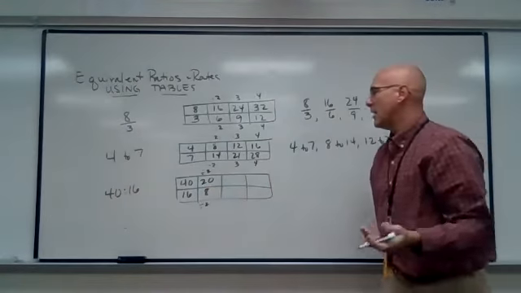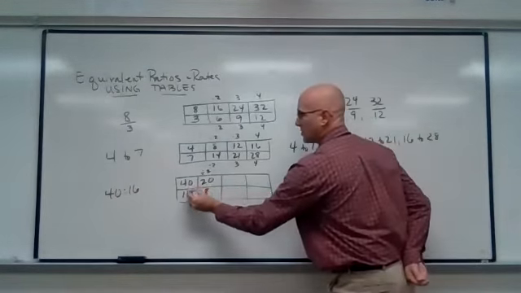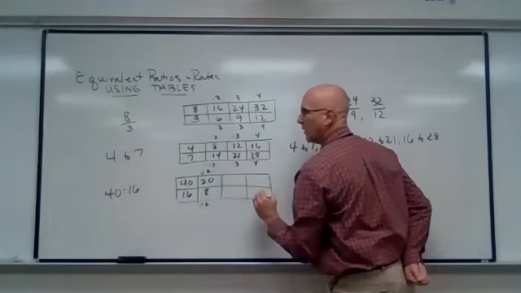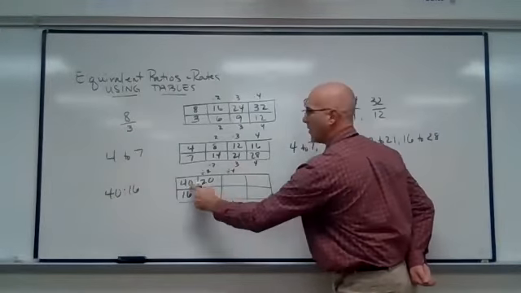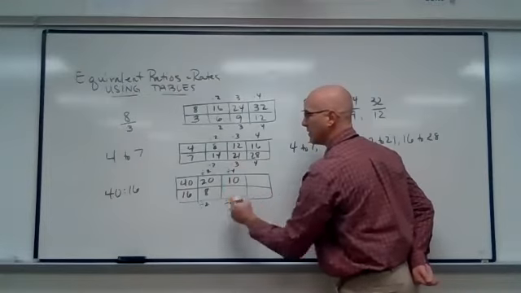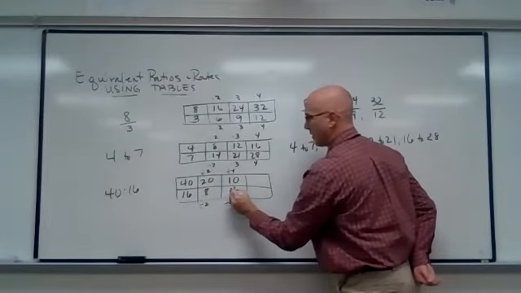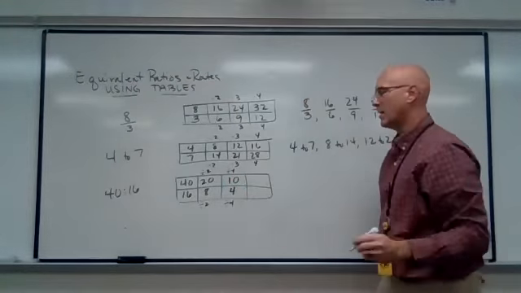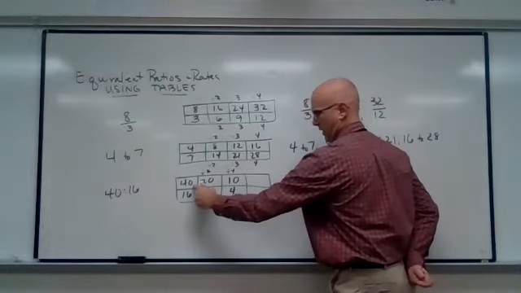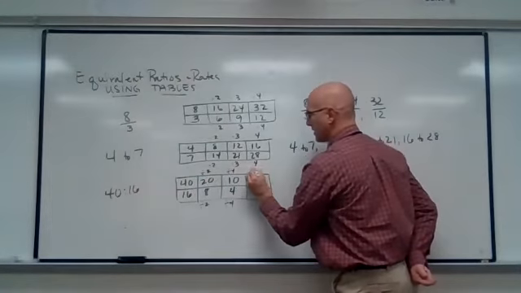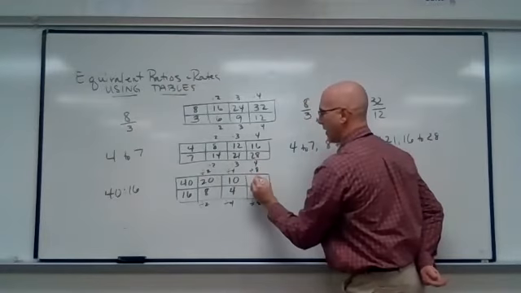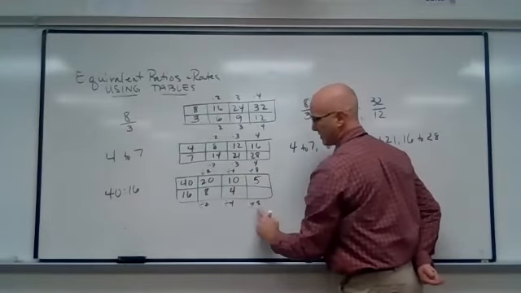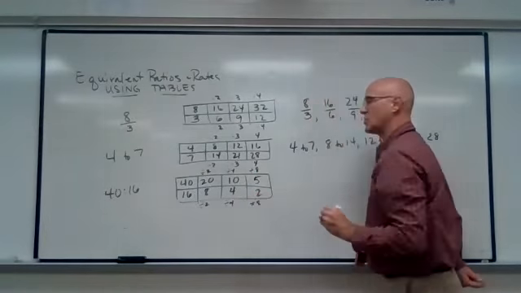Okay. I can also divide this original ratio by 4. I just noticed that I could do that. 40 divided by 4 is 10. 16 divided by 4 is 4. I can also divide my original ratio by 8. Okay. 40 divided by 8 is 5. 16 divided by 8 is 2.